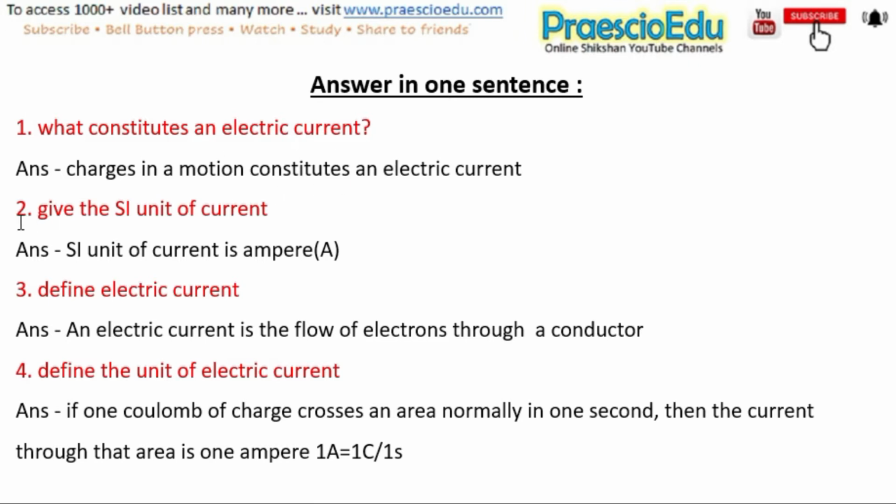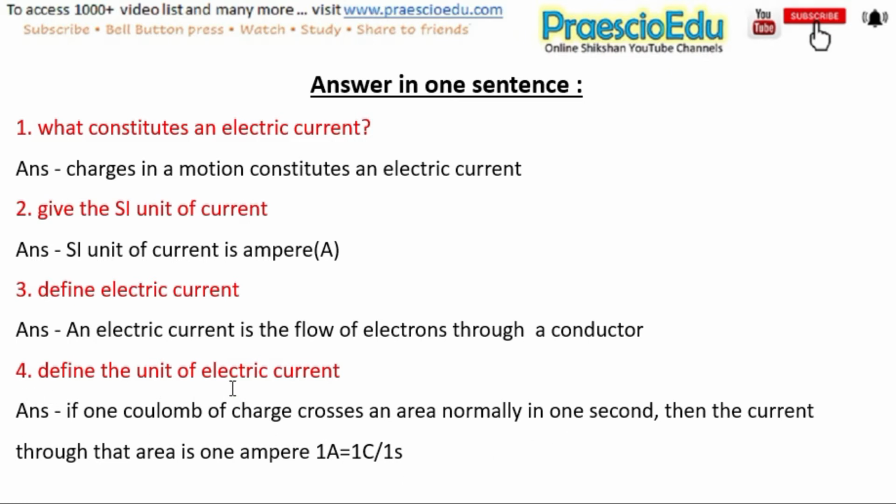तो चलो देखते हैं क्या क्या है। फर्स्ट है आंसर इन वन सेंटेंस and the first one is what constitutes an electric current, and the answer is charges in motion constitute an electric current. Next one, give the SI unit of current, and the answer is SI unit of current is ampere. Next one is define electric current, and electric current is the flow of electrons through a conductor.